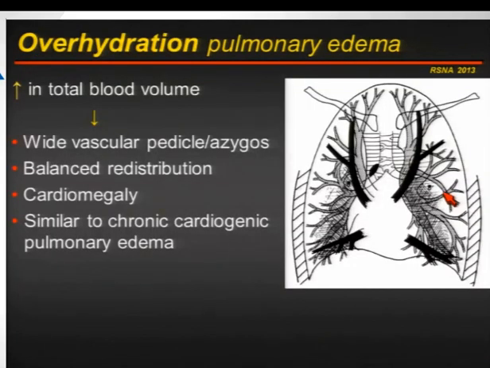Let's talk now about the other cause of pulmonary edema, which is overhydration pulmonary edema. There is definitely certain overlap with cardiogenic pulmonary edema, but the main feature, and the main cause, is an actual increase in the total blood volume. We will see wide vascular pedicle and azygos vein. We will see balanced redistribution of the flow, cardiomegaly, and the changes are actually similar to chronic cardiogenic pulmonary edema.